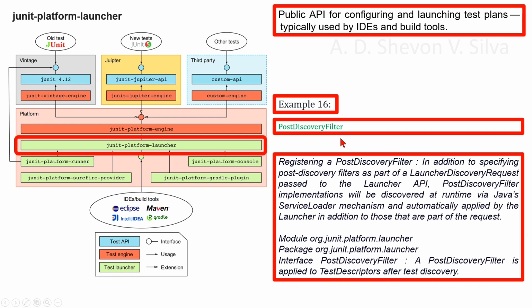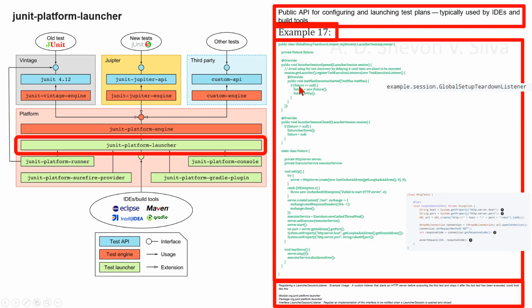For example, an example.CustomTagFilter class implementing PostDiscoveryFilter is declared within the META-INF/services/org.junit.platform.launcher.PostDiscoveryFilter file, which is loaded and applied automatically. Now we are considering an example usage in registering a launcher session listener. A custom listener that starts an HTTP server before executing the first test and stops it after the last test has been executed could look like this.